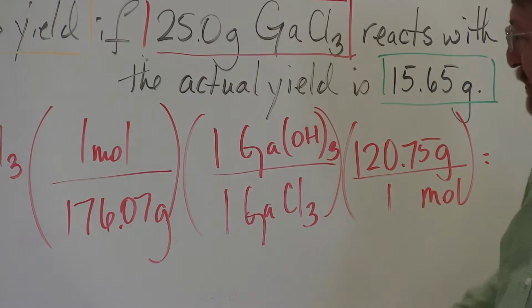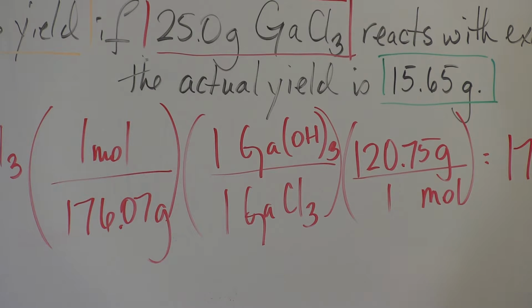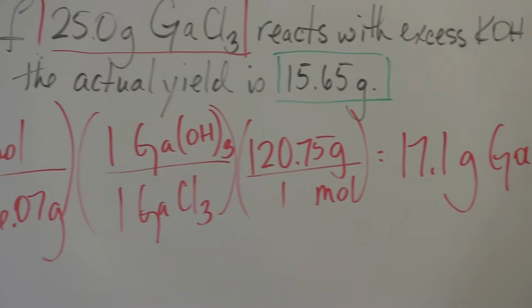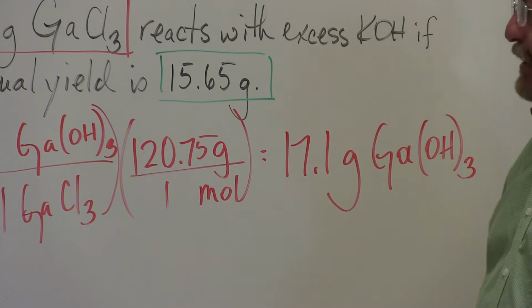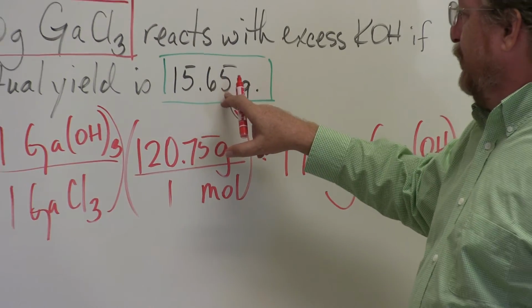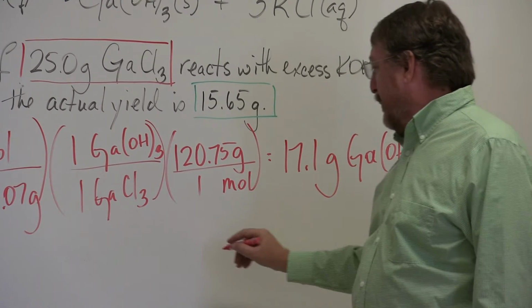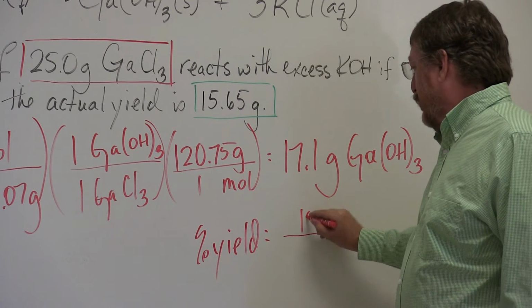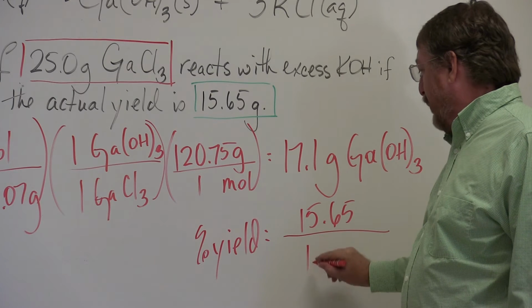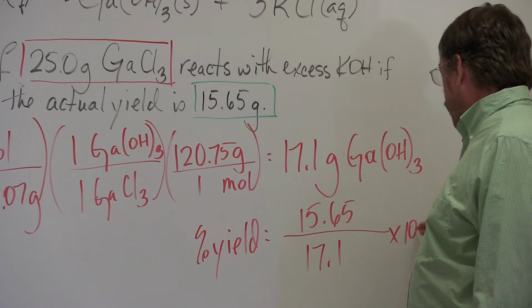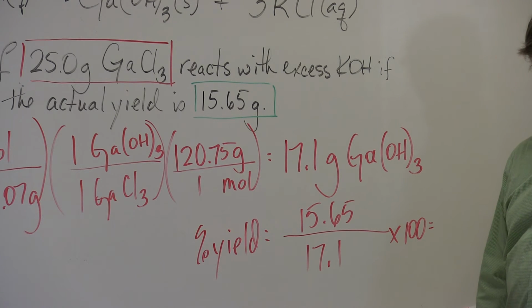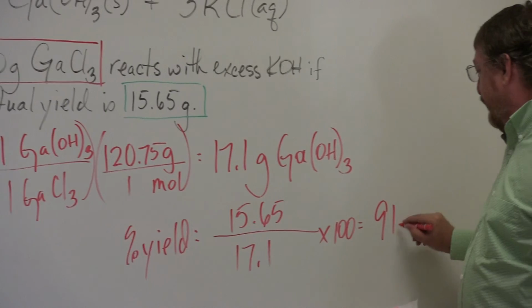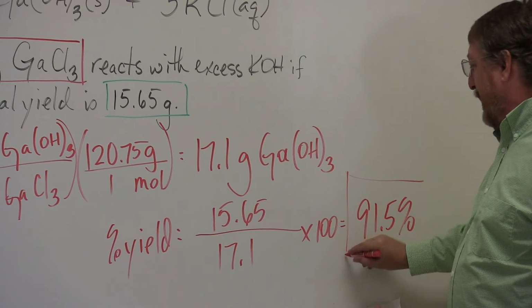25.0 times 1 over 176.07 times 1 over 1 times 120.75 over 1 is going to give us 17.1 grams of gallium hydroxide. Trying to calculate the percent yield. Our actual yield is 15.65 grams of gallium hydroxide, so our percent yield is going to be equal to the actual 15.65 over the theoretical 17.1 times 100. Plug that into the calculator and you're going to get 91.5% yield. That's our percent yield.